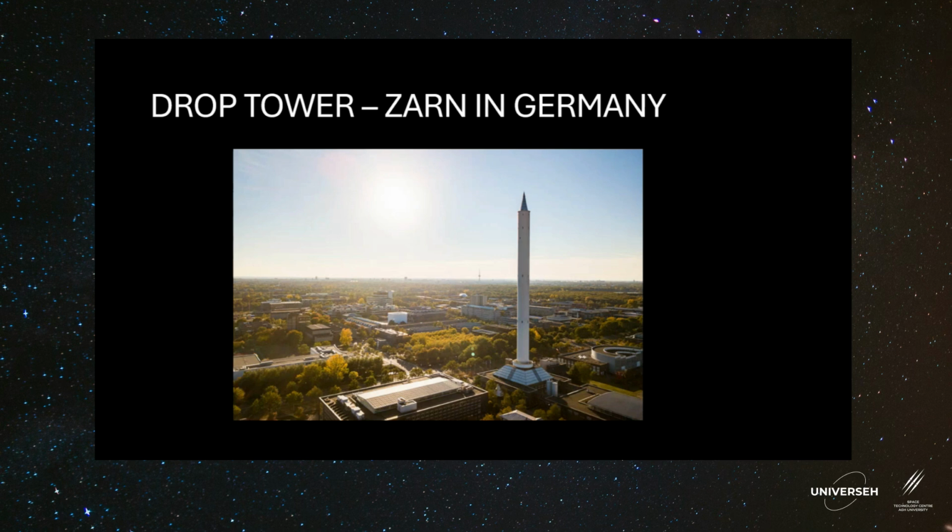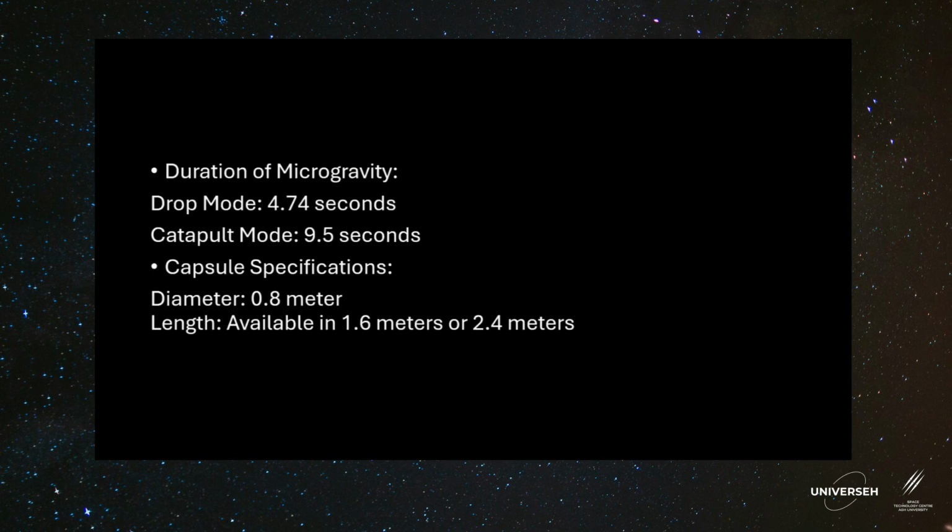It's the most time-consuming part, because it takes a few hours to create vacuum, because the height of the tower is over 100 meters, and we have free fall inside, and we have 2 modes. We can have drop mode where we go only down, or catapult mode, go down and up. It depends on the mode. We can have 5 or 10 seconds of microgravity.